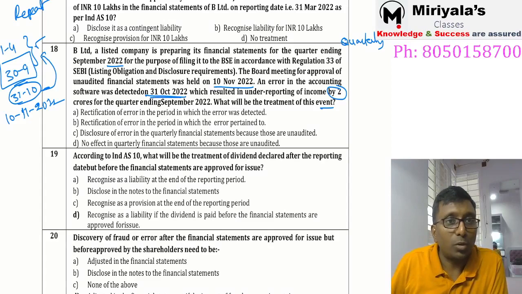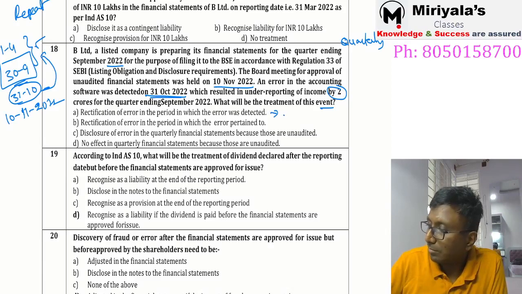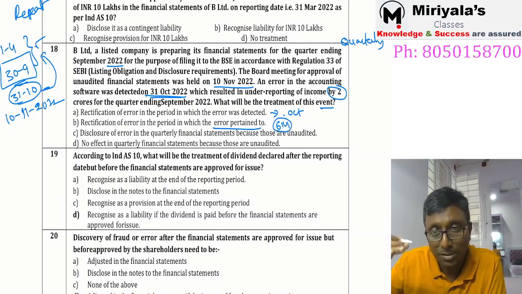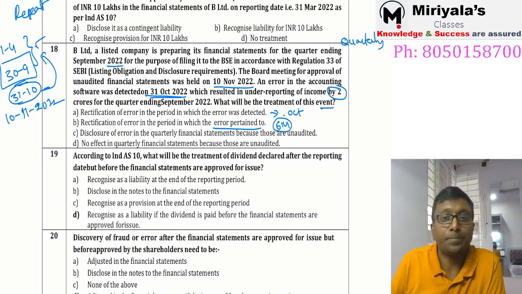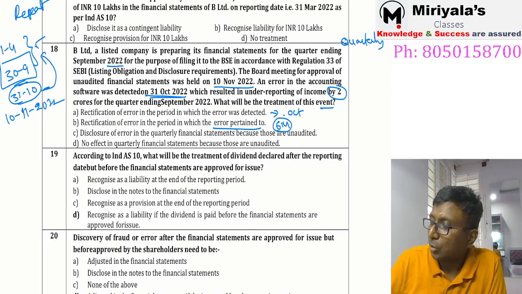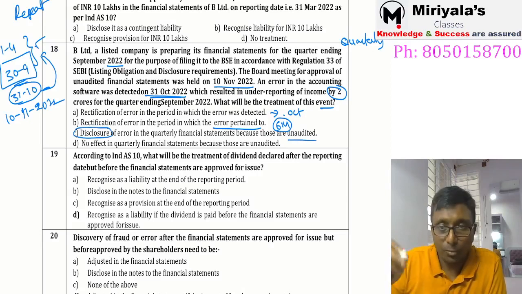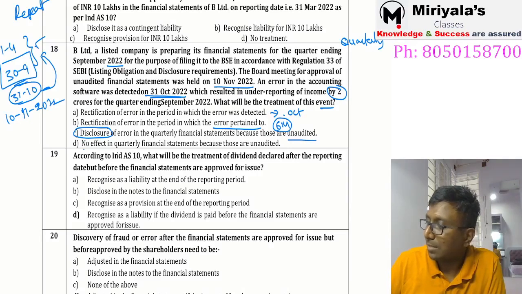Correct. So rectification of error in the period in which it was detected. What is he trying to say? You record it in the October month, he is saying. Right. Rectification of error, that is error which is pertaining to, suppose it is pertaining to the first 6 months, then it is supposed to go to the first 6 months period. Yes, obviously. Disclosure of error in the quarterly financial statement because these were unaudited. Disclosure only, he is saying, nothing doing. It is supposed to be accounted for. Okay, no effect in the quarterly financial statement because these are unaudited.